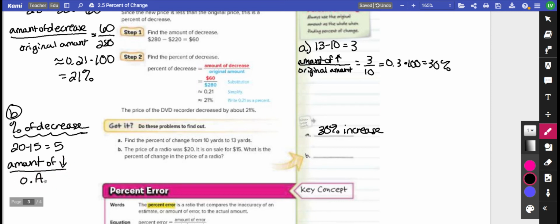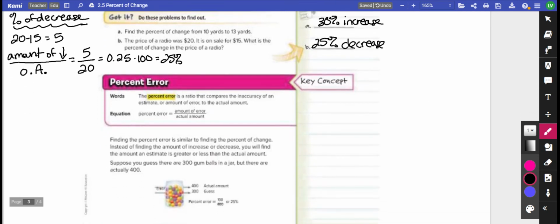So now I'm going to start abbreviating original amount as OA, but I'm always going to say original amount. So that means 5 divided by the original amount of 20. 5 divided by 20 gives you 25 hundredths. Multiply that by 100, that equals 25%. So this is going to be a 25% decrease.